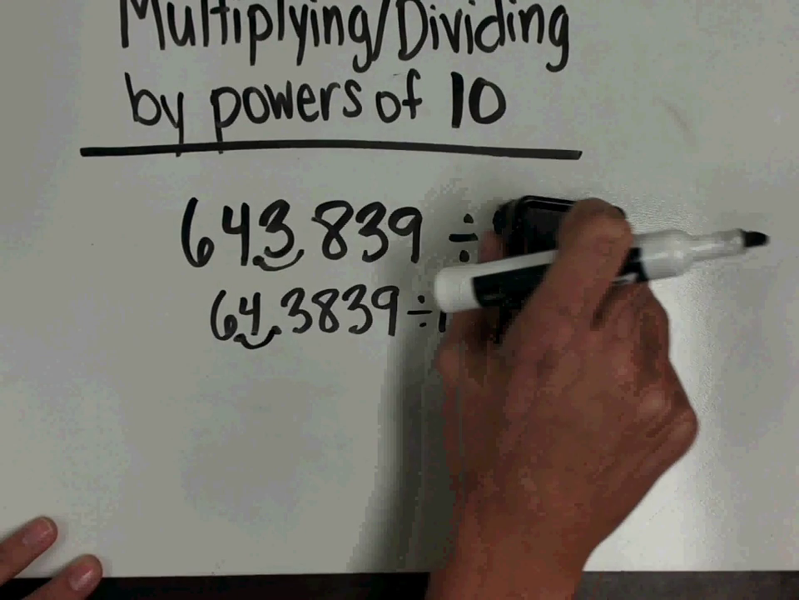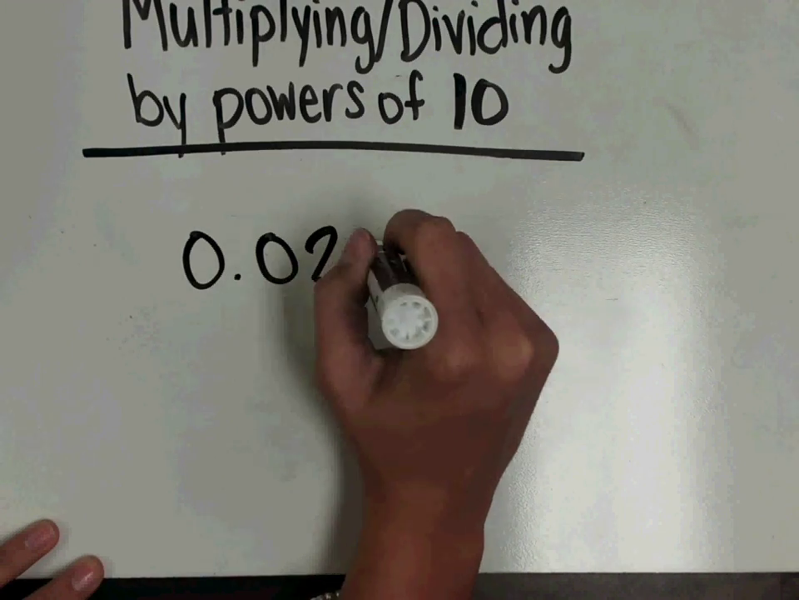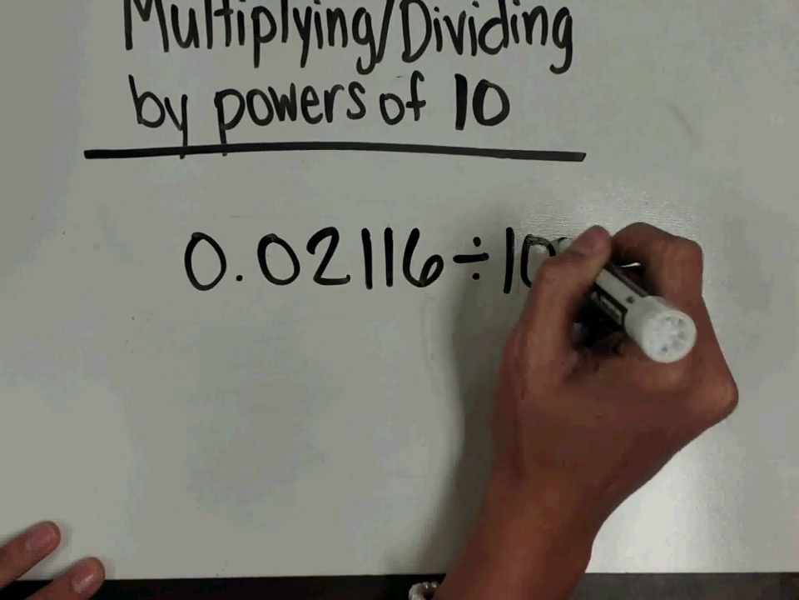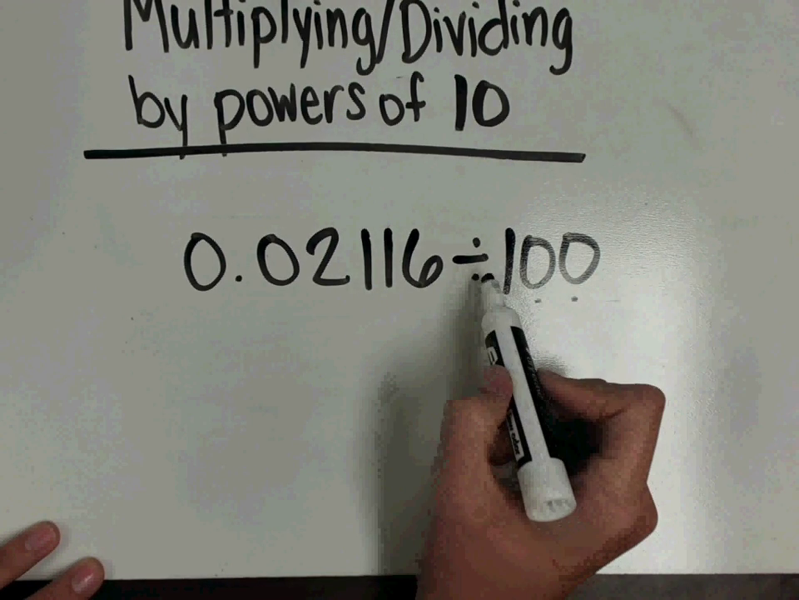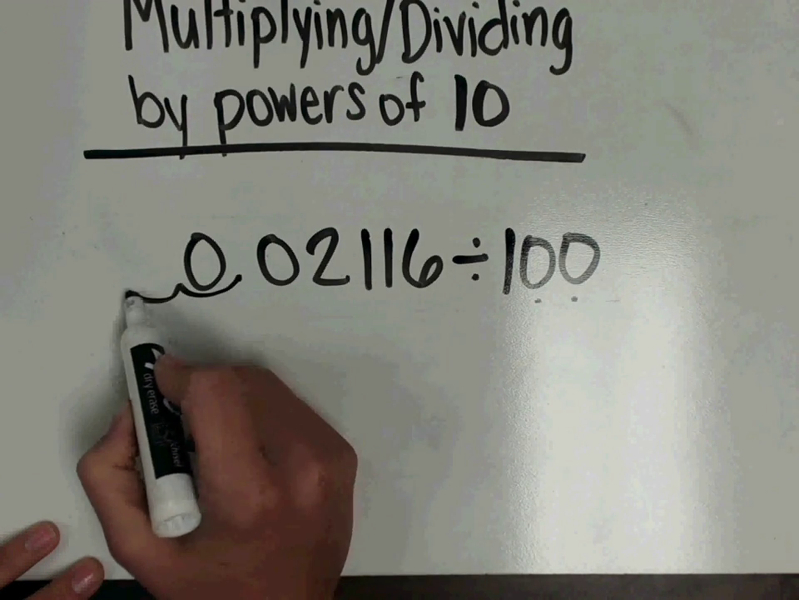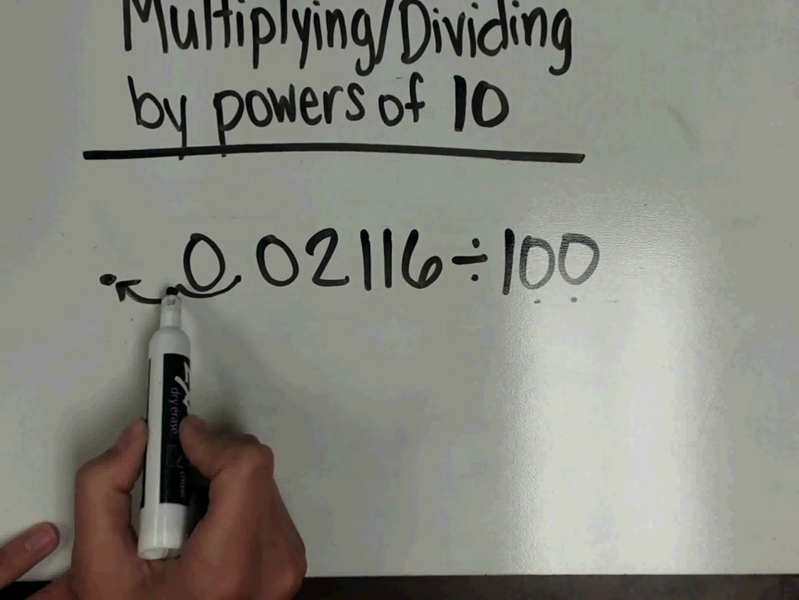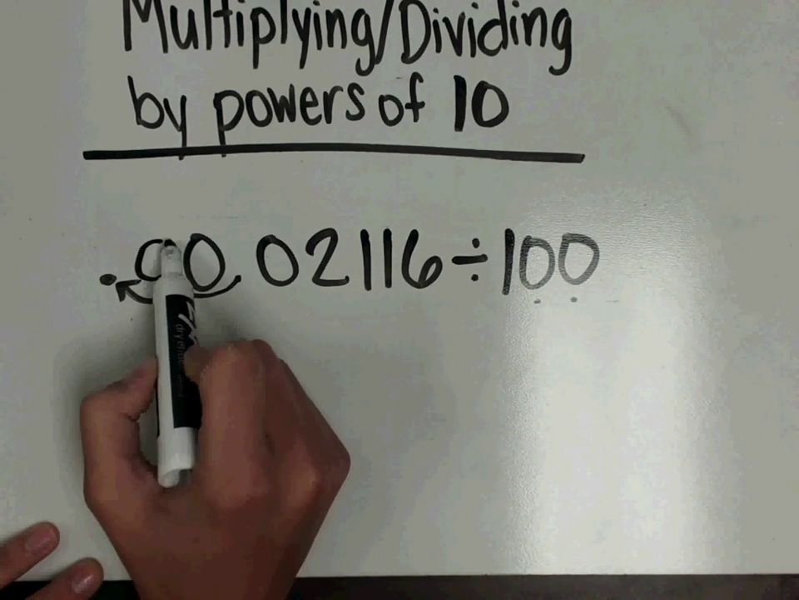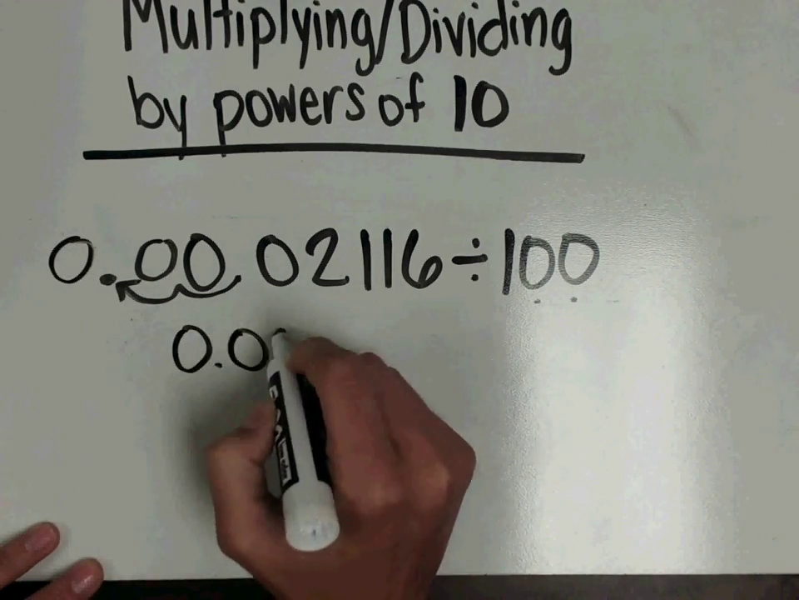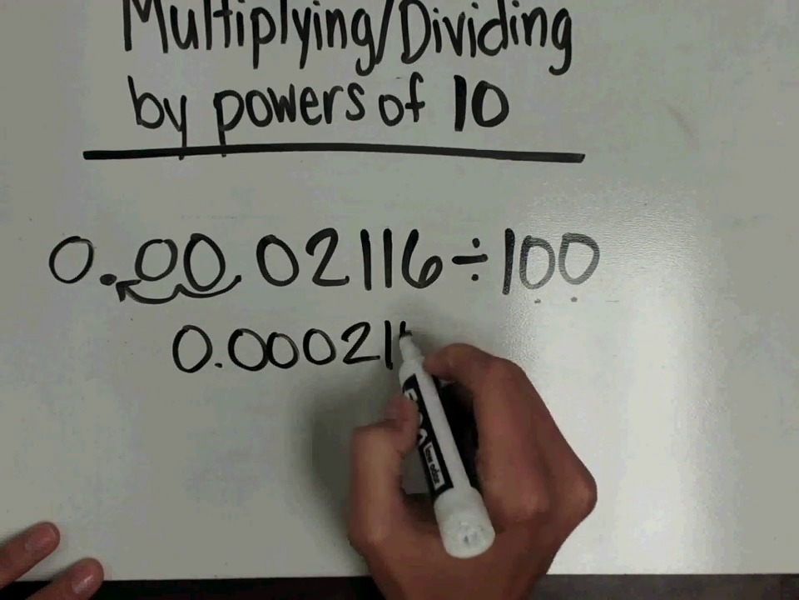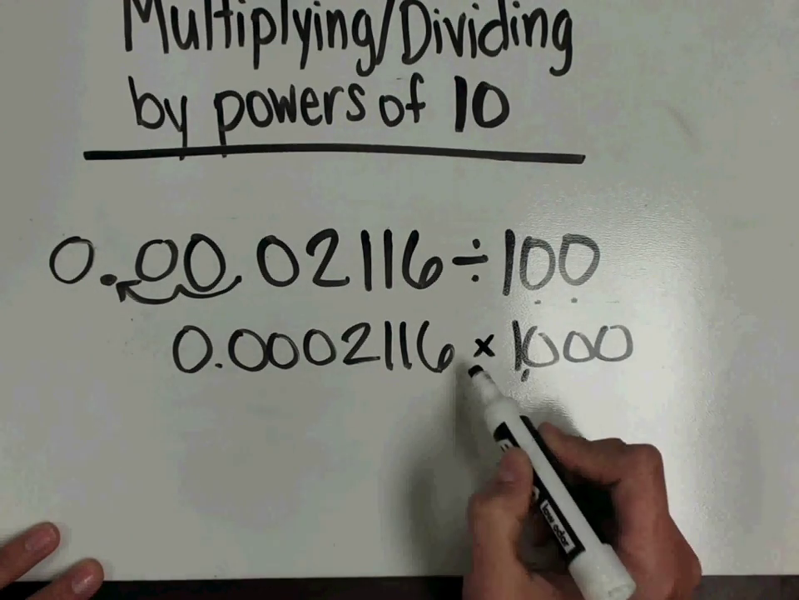Now, let's try that again. If I take 0.02116 and I want to divide by 100, same idea as earlier, I'm going to count how many zeros I have. I have 2. And because I'm dividing, I'm going to move left. Well, there's no number there. Anytime we have an empty space here, we're going to fill it with a 0. So now our answer would be, I'm going to fill a 0 in here too, 0.0002116.